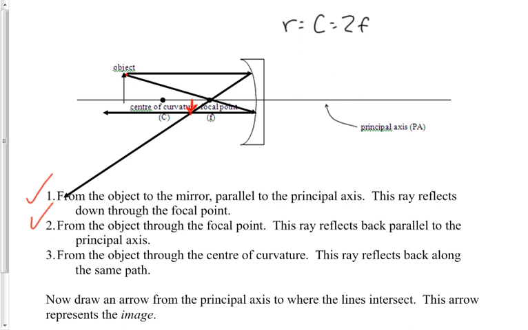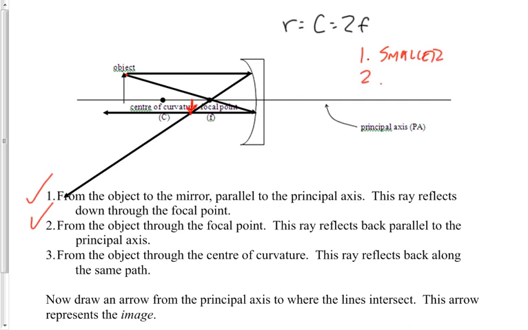Remember we talked about three characteristics, three attributes. The first one related to the size. Is this image, the red one is the image, the black one is the object, larger, or smaller, or the same size as the object? I think it's pretty clearly smaller here, right? This red line is shorter than the black line. We're going to say the image is smaller.